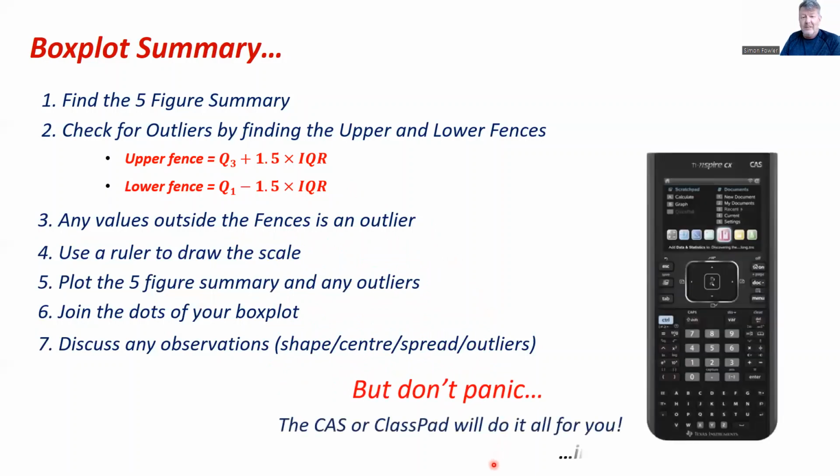As I said before, don't panic. In VCE, the CAS calculator or the ClassPad, believe it or not, will just do a box plot for you. It'll even label a 5-figure summary for you. It'll label the outliers. So that's something to look forward to. But for now, again, walk before you run. Let's get into drawing some box plots. Good luck.